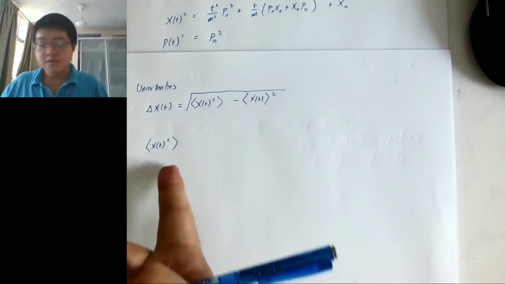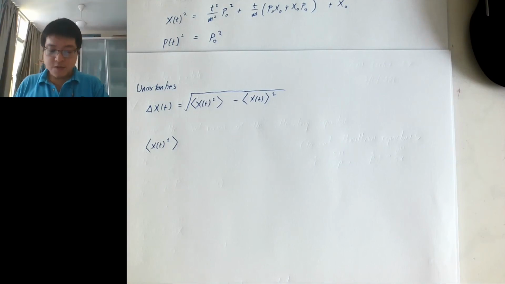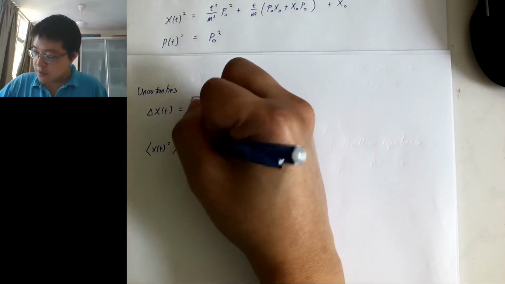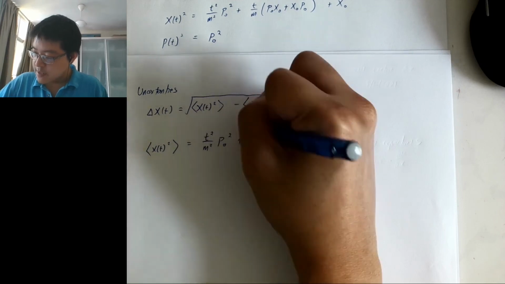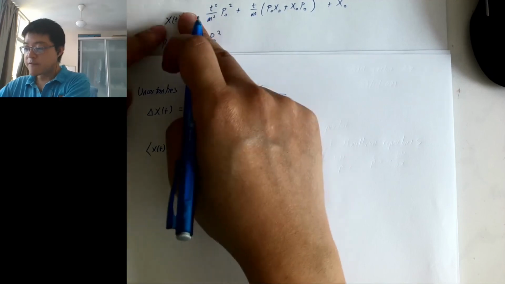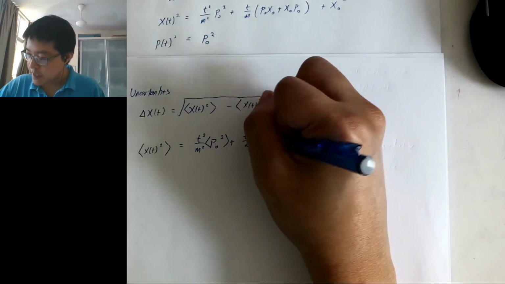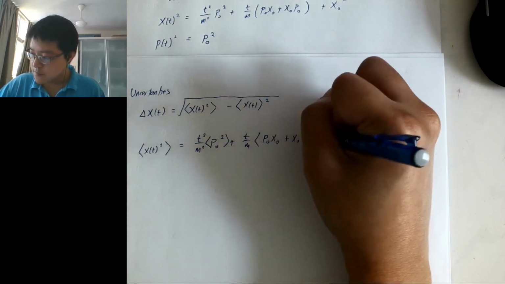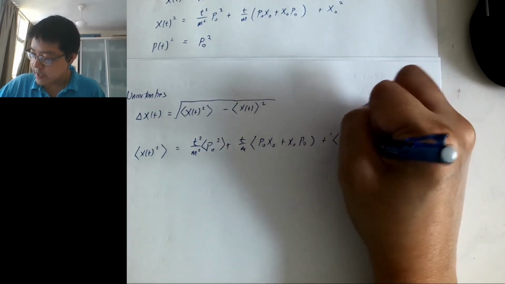So let us calculate the expectation of x squared. All we need to do is square this thing. If we square this, we got all this stuff over here. We got t square over m square momentum square, plus t over m times the expectation value. The expectation value is a linear calculation, so everything is an expectation value. So we just get px plus xp, and then plus expectation value x squared at the back.